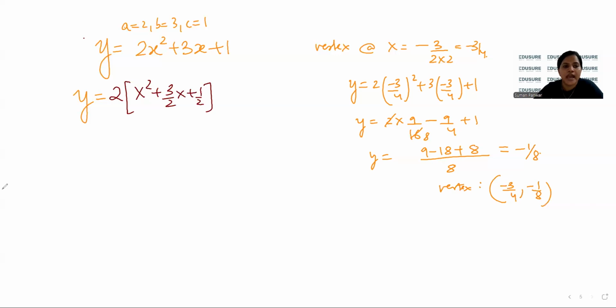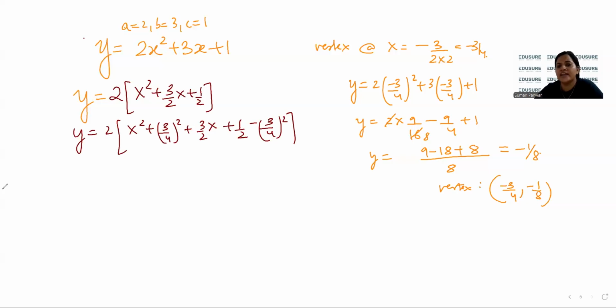Okay. As told, take the half of 3 by 2, square it and subtract it. It should not be difficult. So if you're asked to convert a quadratic function into vertex form, you should know how to do it. Otherwise, by looking at A, B, and C, I can come to know what is the vertex and what is the y coordinate at the vertex.